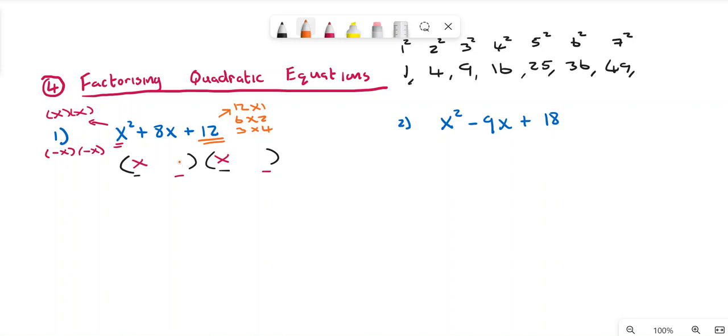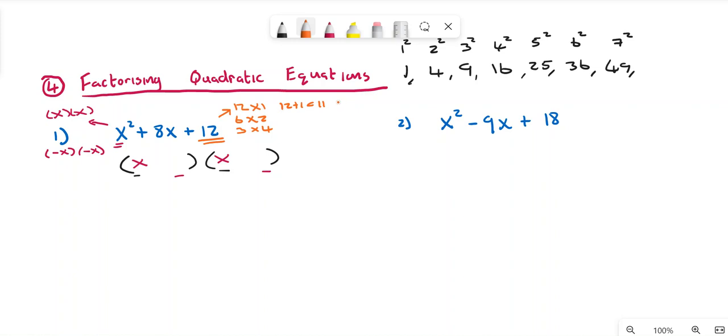So now we have to identify what to put here on the left-hand side. Basically, we want to look at the numbers and see which pairs, when I add or subtract them, will give me this middle number here, plus 8x. So we look at these and see that if we take 12 multiplied by 1 and add these two together, 12 plus 1 is equal to 11.